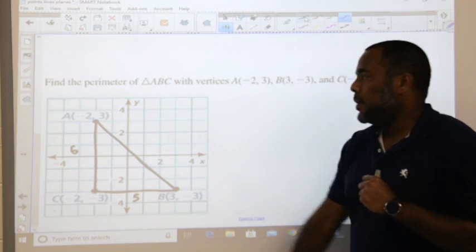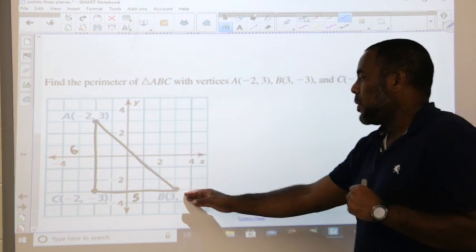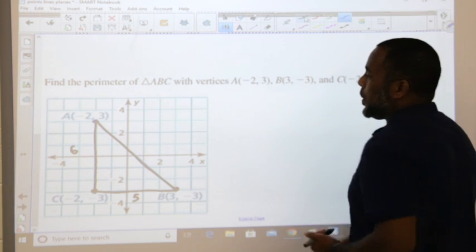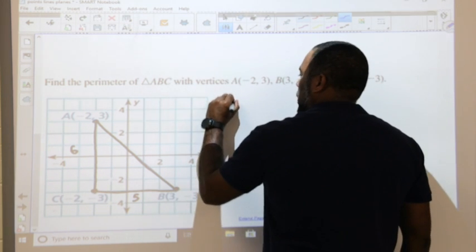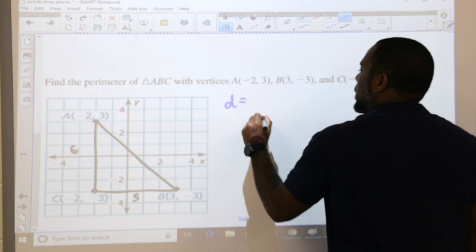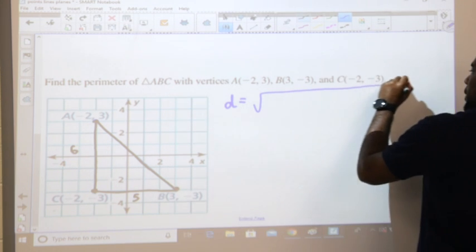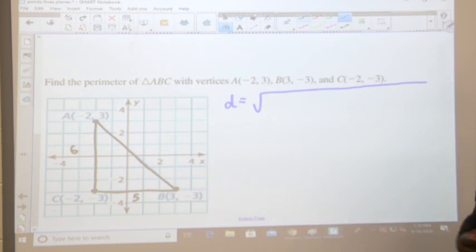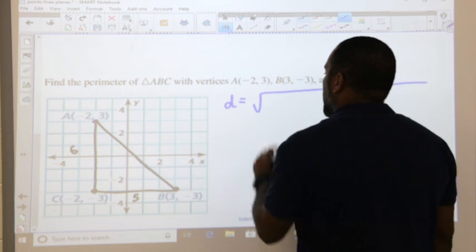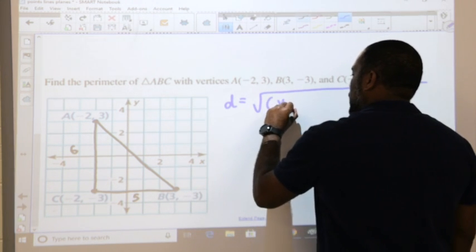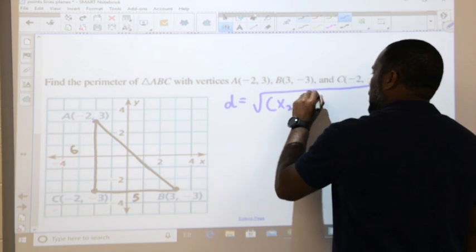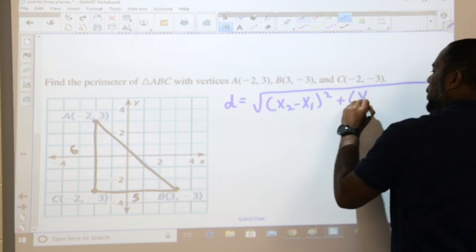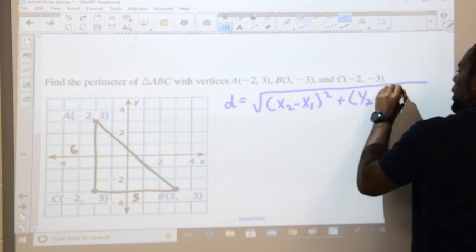And then here, we don't know the actual distance, so what we would do is use the distance formula. d equals the square root of. And just like before when I said write it down every single time, make sure you write it down this time as well. That's (x2 minus x1) squared plus (y2 minus y1) squared.